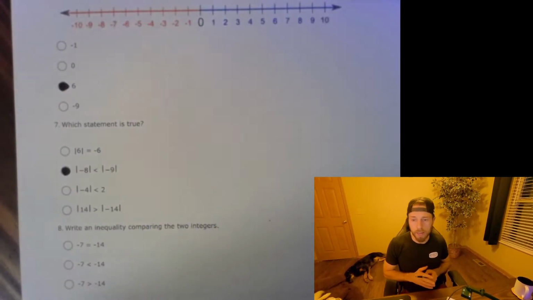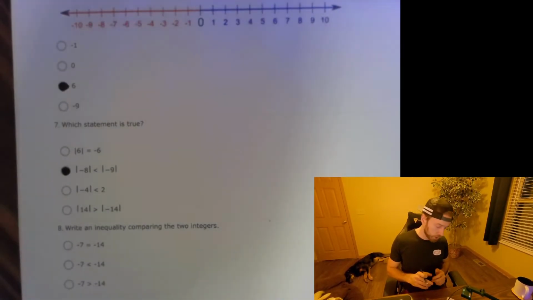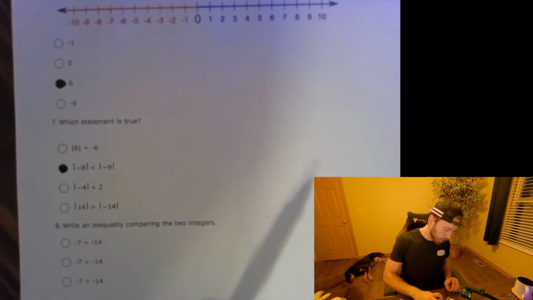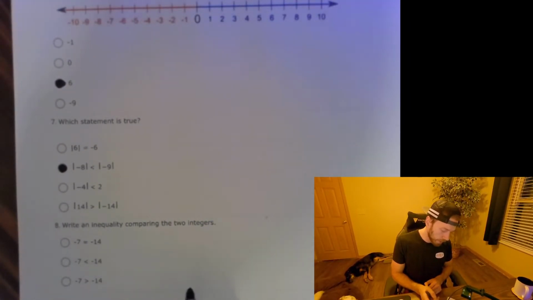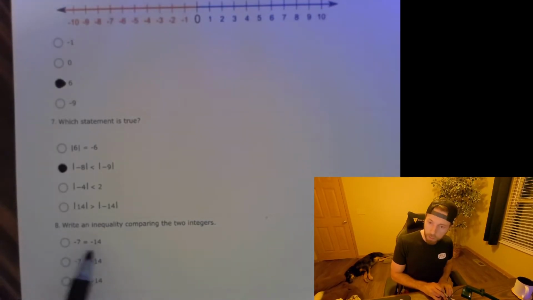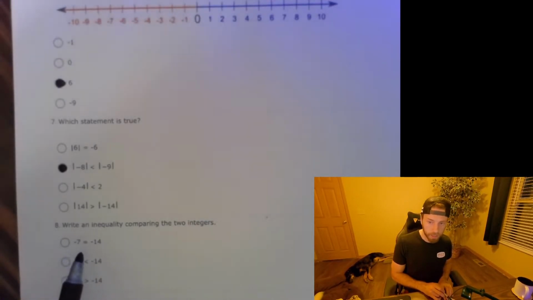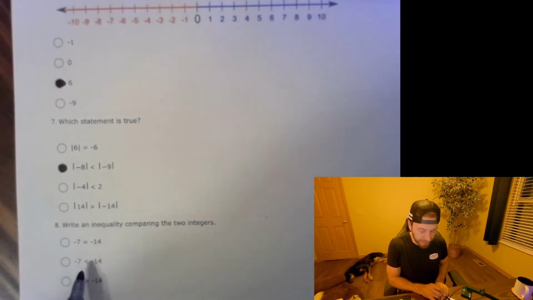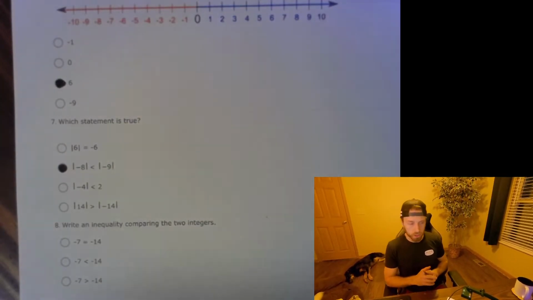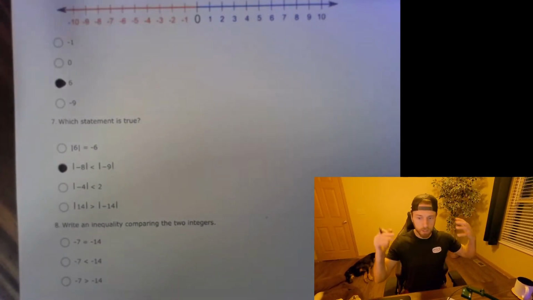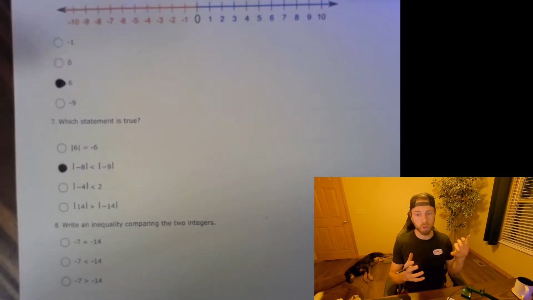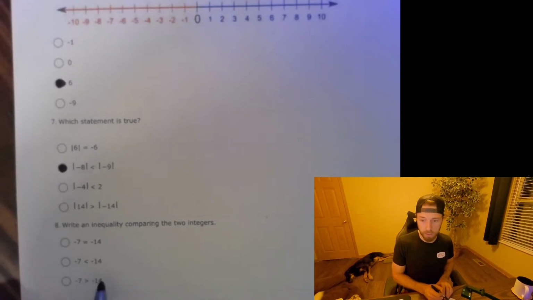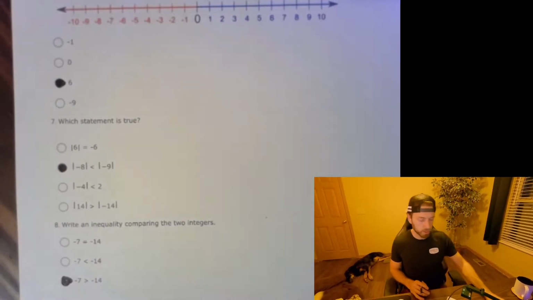Number 8, write an inequality comparing the two integers. We're looking to compare -7 and -14. The first one says that they're equal, and -7 is not equal to -14. Another option says -7 is less than -14. That's actually not true. Remember, we talked about this, how even though a number might look bigger, negatives work the opposite way, right? So actually -14 is a lot smaller. So -7 is greater than -14. That's going to be our answer to that one.